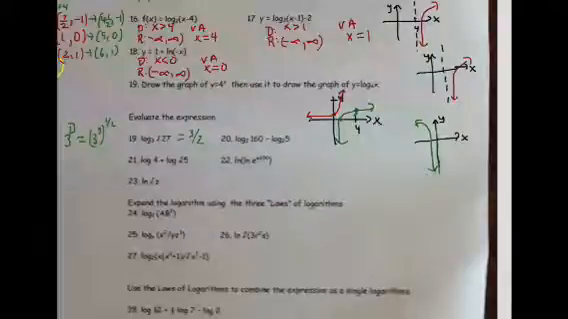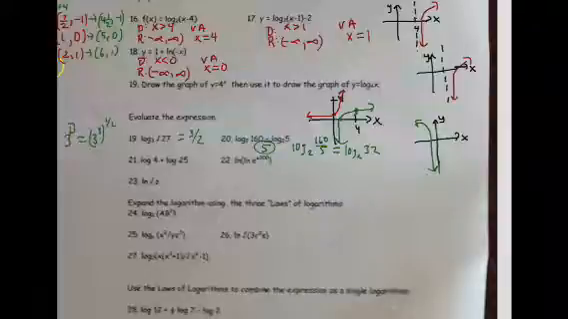Number 20, they have the same base. So we're going to divide 160 by 5. So log base 2 of 160 over 5. Okay, so that's going to give you, 5 goes into 16 into 32, right? So log base 2 of 32. So then this equals 5, because 2 to the 5th power is 32.